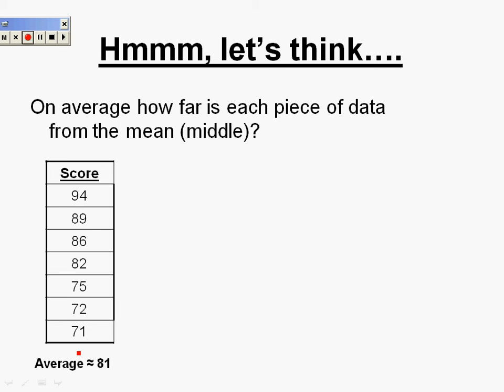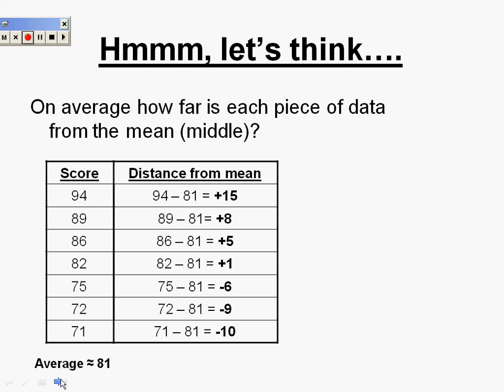Now I want to find out how far each one of these is away from the middle. So what would I do? Subtract them all from the middle. So 94 minus 81 gives me 15. 89 minus the middle, 81, gives me 8. 86 minus the middle, 81, gives me 5. So on and so forth.